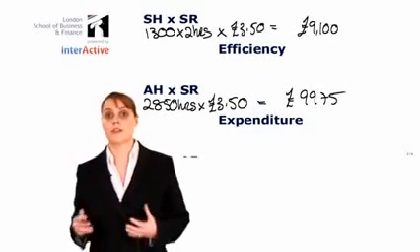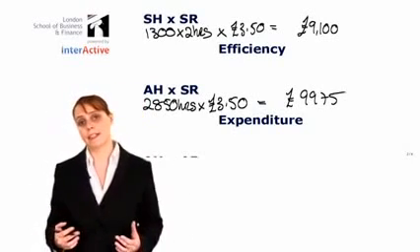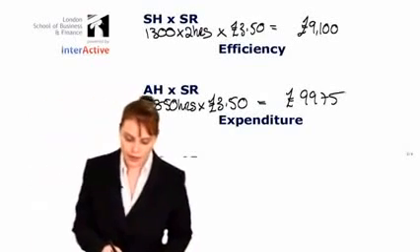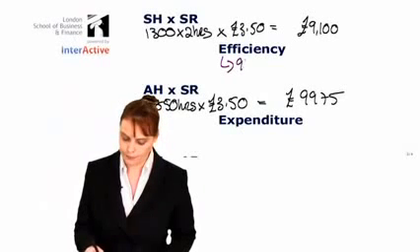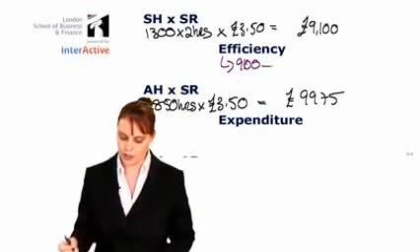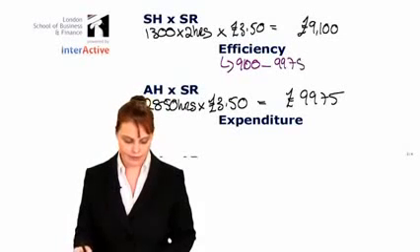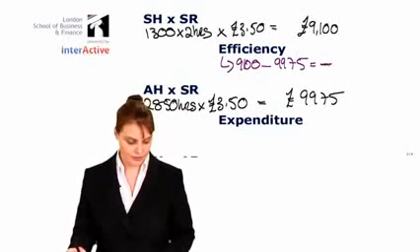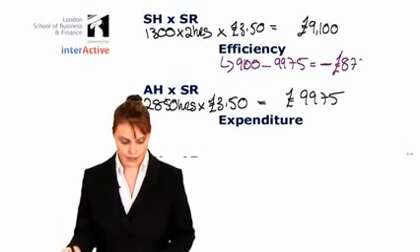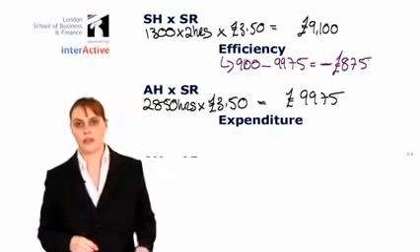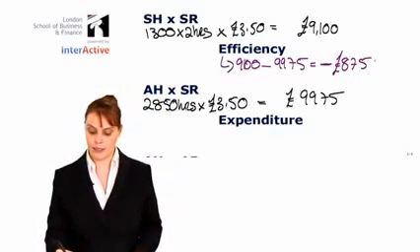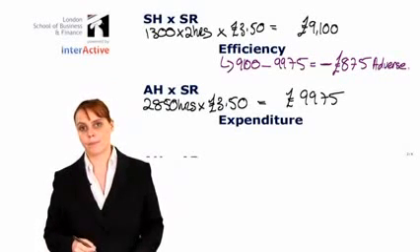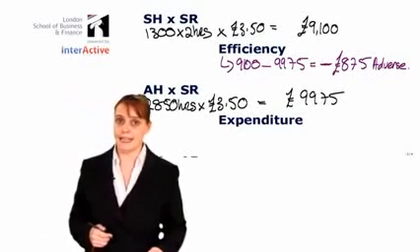So to calculate our efficiency variance then, it's just top figure minus the bottom figure. So our efficiency variance is 9,100 minus 9,975, which gives us then a negative figure of 875. So our efficiency variance is minus 875 adverse. So that's our first variance calculated.